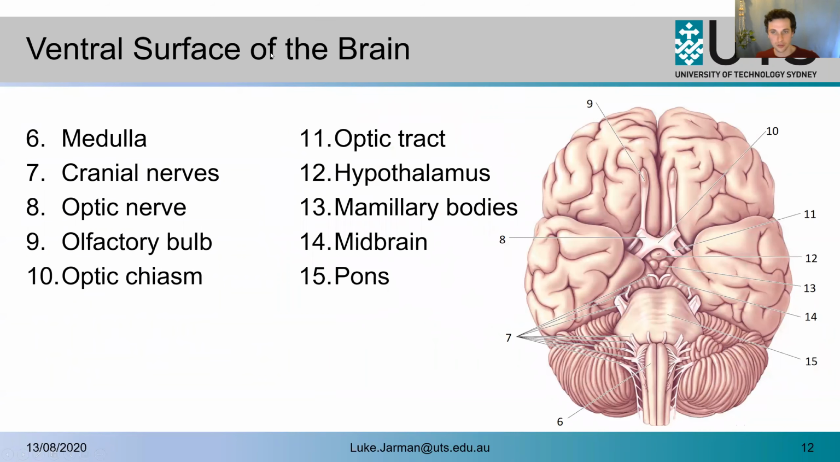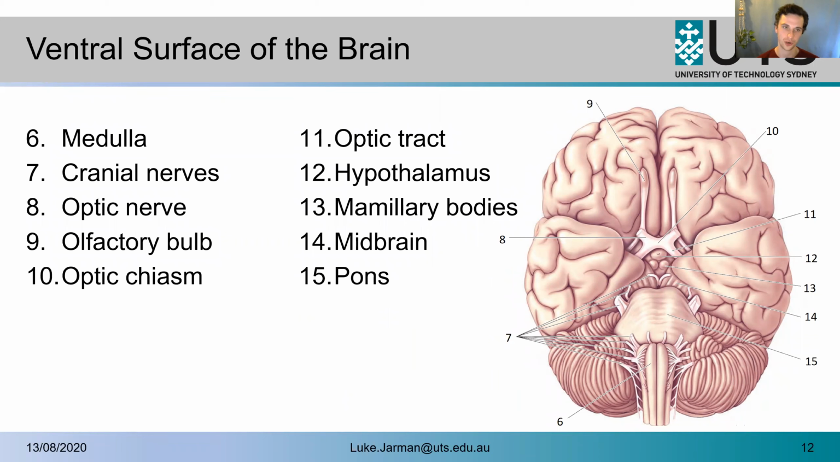Okay, ventral surface of the brain. So ventral in this context means the underside of the brain. So at 6, you have your medulla, or the underside of it. 7 is pointing to 7 different things. If you can see these noodly end strands, it's pointing to your cranial nerves. And they're actually cut off in this one, and it's only pointing to 7 of them.